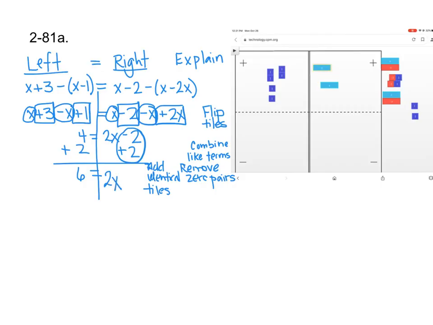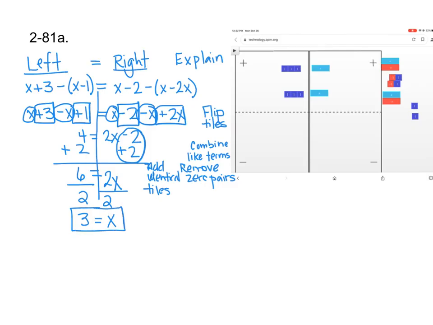Now what I'm going to do is divide these x tiles into single piles. I want to know, what does 1x equal? Well, I know 2x is equal to 6. So I'm going to divide up my unit tiles to see how many 1x equals. So here, after dividing my unit tiles, I can see that 1x is equal to 3. So my solution to this equation is x is equal to 3.